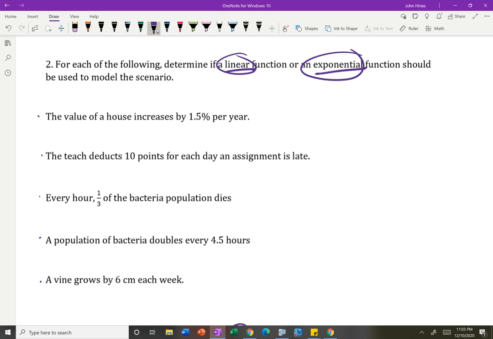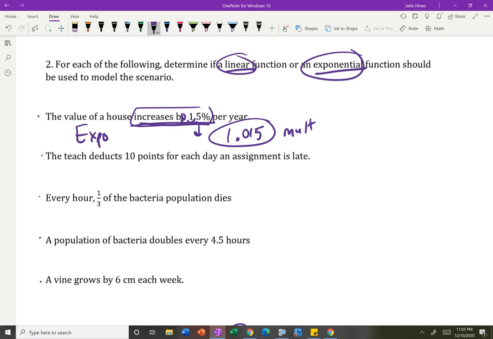So here we go. The value of a house increases by 1.5% each year. Well, I'm increasing by 1%. So that's a multiplier. I have a multiplier of, well, I made it a decimal, move it twice, and it's increasing, so I'm going to do 1 plus. That's my multiplier. So this tells me I'm working with an exponential function. Whenever I grow by a percent, that means I'm working with exponential functions.